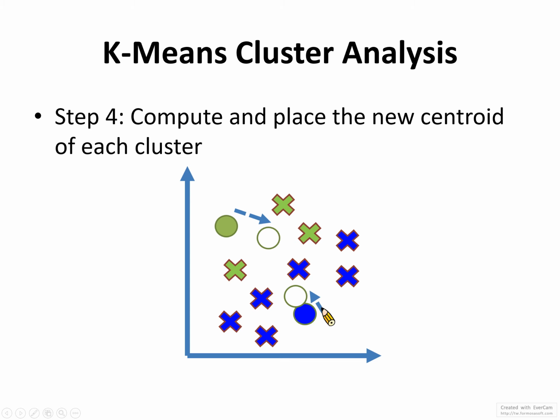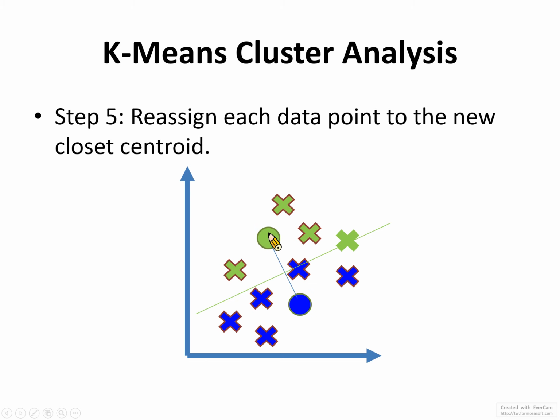Then we will move the blue centroid to the new locations according to the blue data points. So that is the very important step, because now we have 2 new centroids and they have different locations. Then we need to redo the clusters by just trying to find the line perpendicular to the line connecting these 2 centroids.